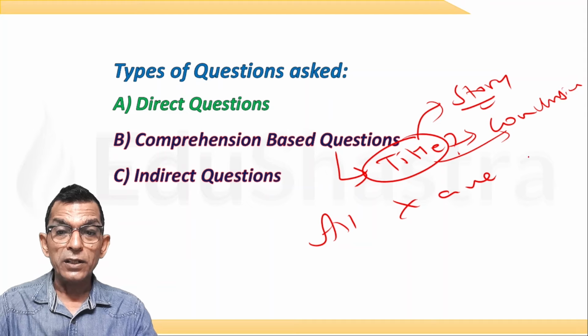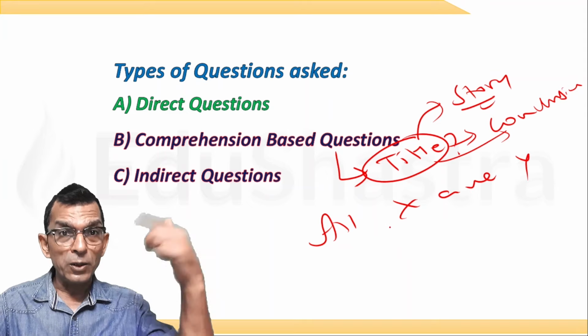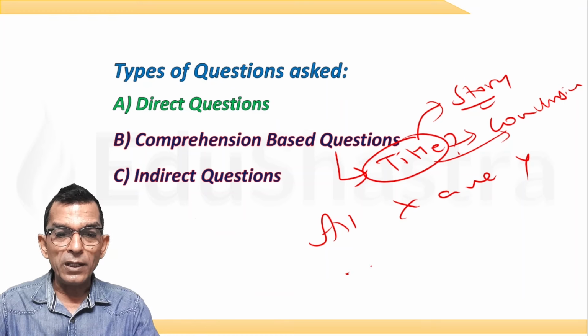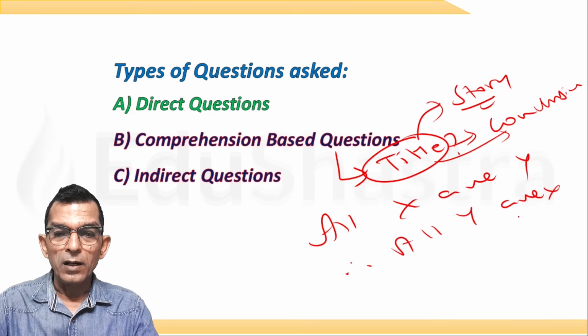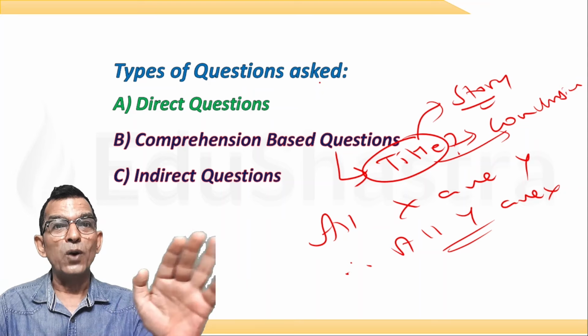all X are Y, see, critical reasoning is kicking in now. The ability to think logically is critical reasoning. If all X are Y, then it does not mean that therefore all Y are X. This does not necessarily mean this. It may or may not be true. Therefore, stick to what the passage says.